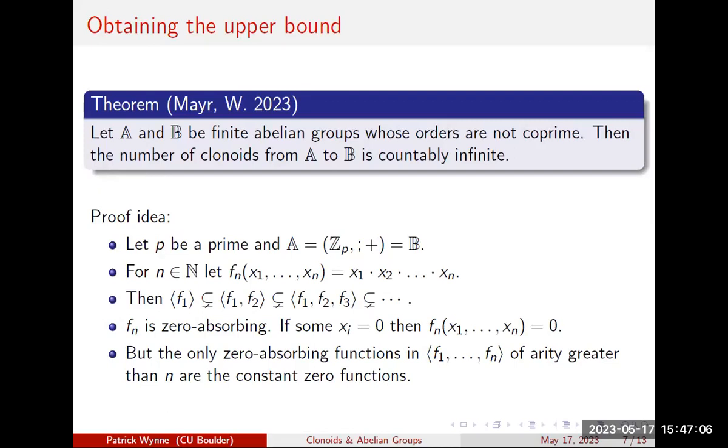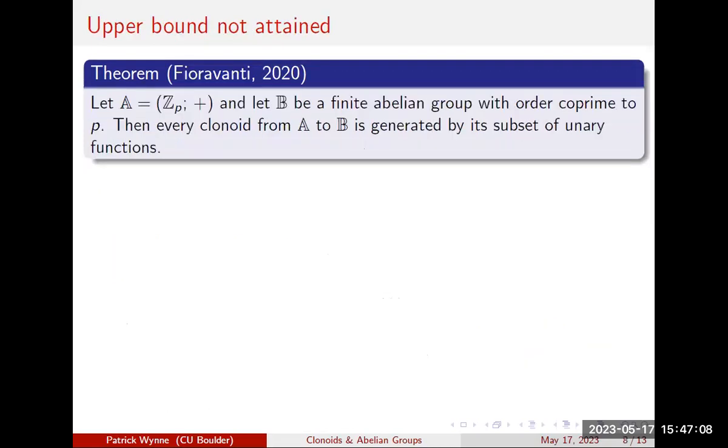Okay, so now we'll look at the other case. What about if the two don't have a prime divisor? So first I'll start with this theorem by Stefano Fioravanti, which says that if A is the integers modulo p, and B is some finite abelian group of order coprime to p, then actually the clonoids from A to B are generated by their subset of unary functions.